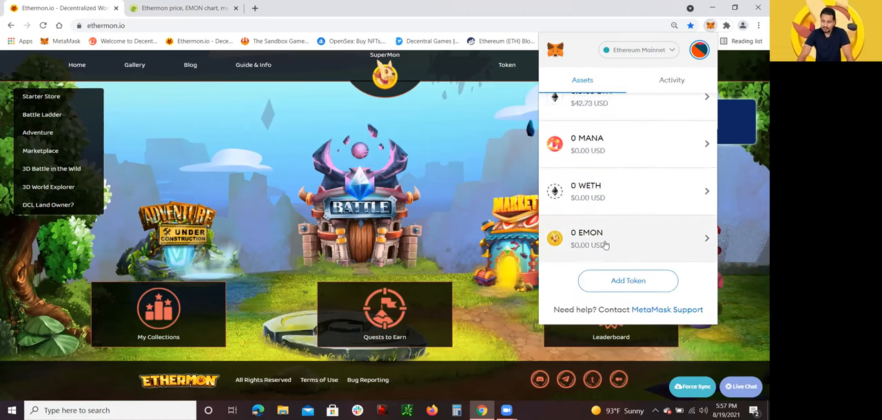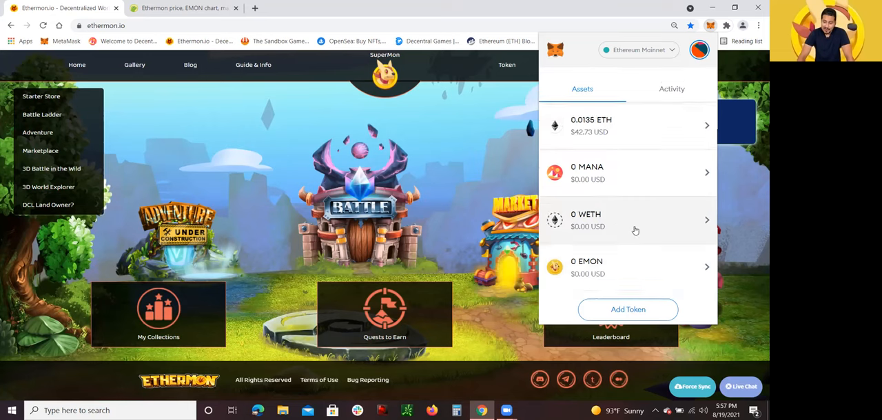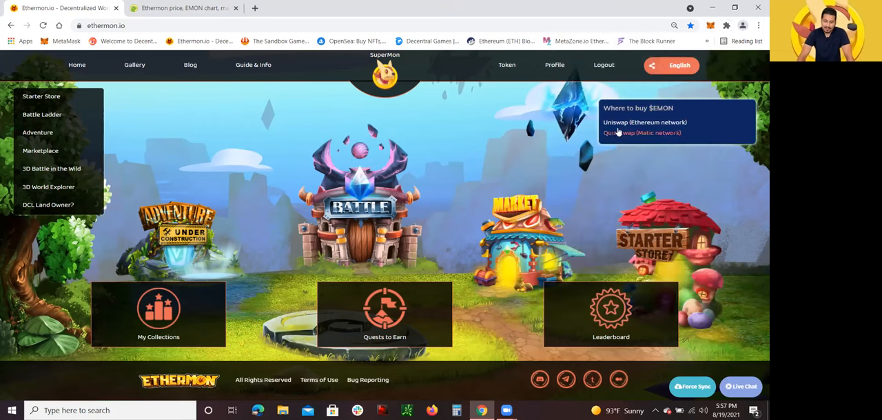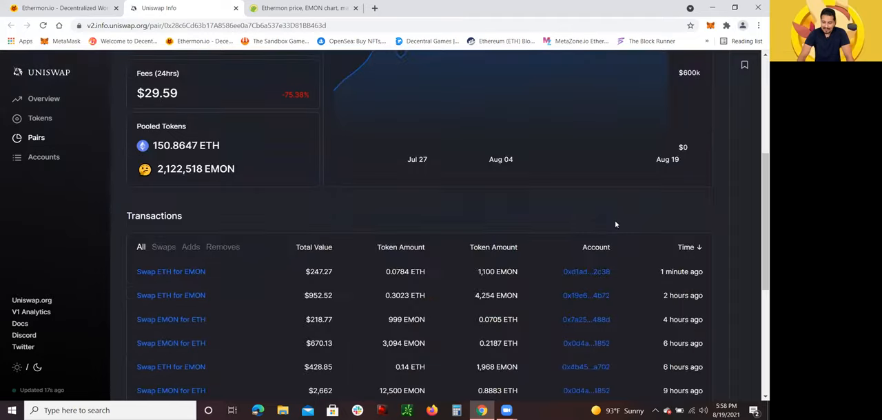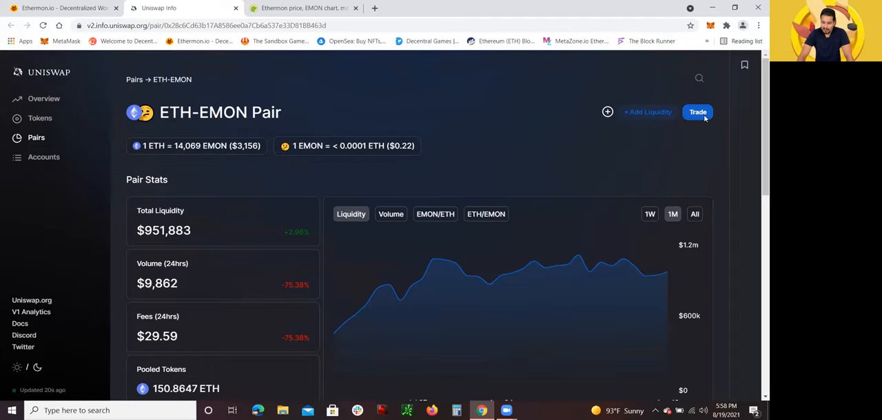Now I've already added the EMON token in this wallet, in this network. So let's get that. The way to do it, of course, is to do it here. Again, there's two: the Matic network, Polygon Matic network, and the Ethereum network. And I'm going to do an Ethereum network. So I'm going to click here, and it's going to take me to Uniswap. As you guys can see right here, it also tells you the differences. One Ethereum is around 14,000 EMON tokens, and one EMON is equal to 0.0001 Ethereum, which converted to US dollars is equivalent to 22 cents. Now, what I want to do next, of course, is press trade.